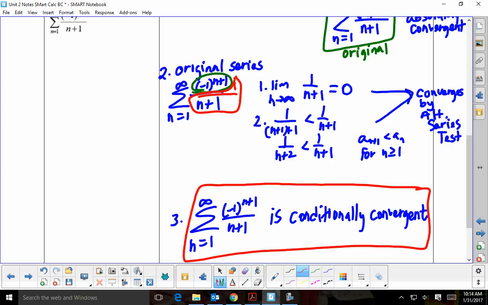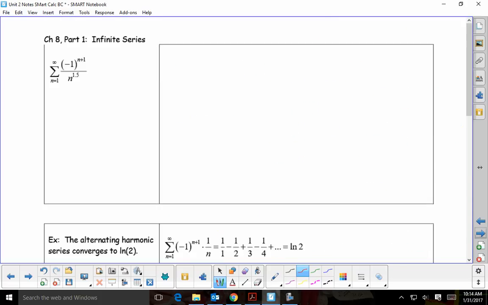Let's do another one. Same directions. Okay, it's just a continuance. So it's saying, hey, is this absolutely convergent, conditionally convergent, or divergent, right? So when it's asking me if it's absolutely or conditionally convergent or divergent, the first thing I have to do is make a new series. Okay, so my new series.